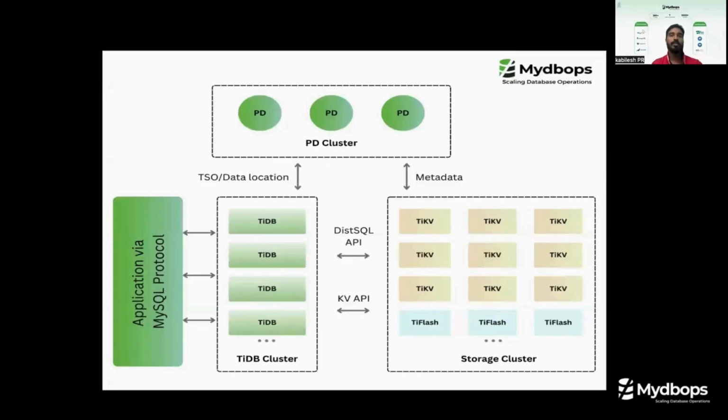Okay. So this is the TiDB architecture. You can see three different blocks: the PD cluster, the TiDB cluster, and the storage cluster. TiDB architecture follows a design principle of loosely coupled architecture. That means each block can scale individually. That means you can scale as much as you want as per your workload and also as per your use case. Okay, let's discuss what each block does.